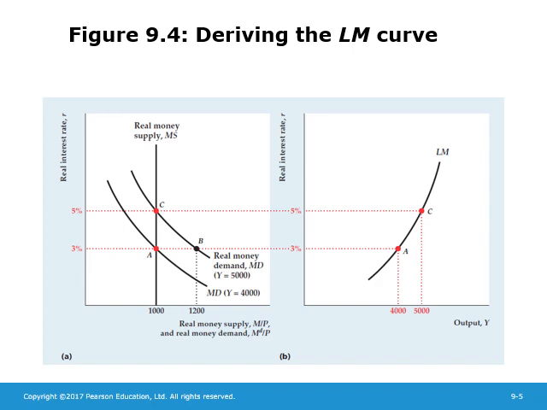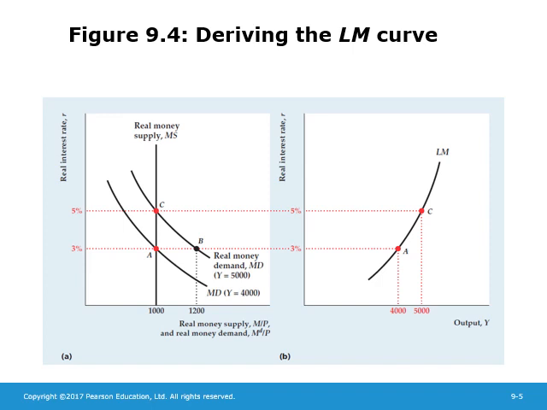Point A on figure B corresponds to point A in figure A. So point A is output of 4,000, and this is associated with an interest rate of 3%. This is the interest rate that clears the asset market when output is 4,000. When output increased to 5,000, we got another equilibrium point, which is point C in both panels. So point C corresponds to output 5,000, and the interest rate has now increased from 3% to 5%.